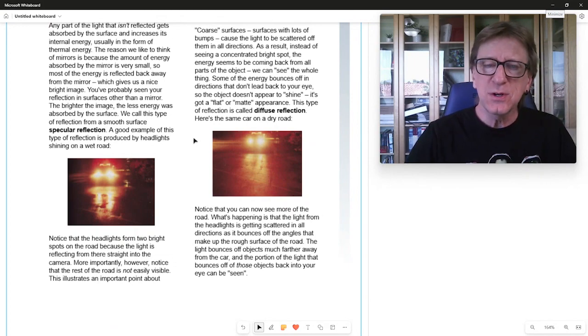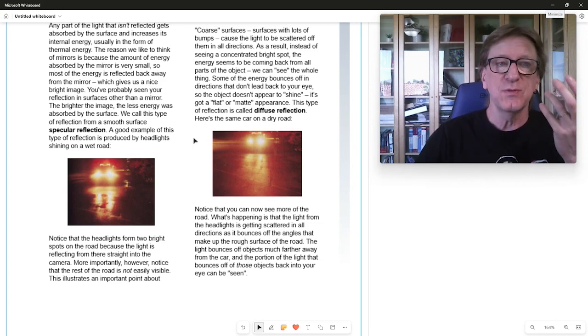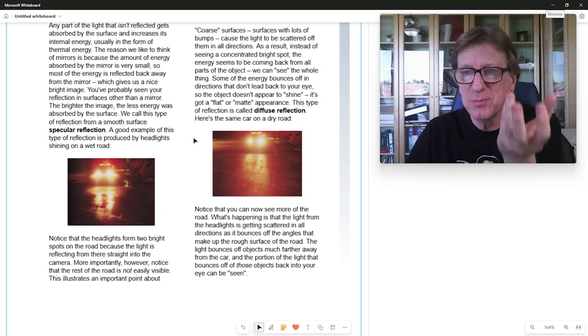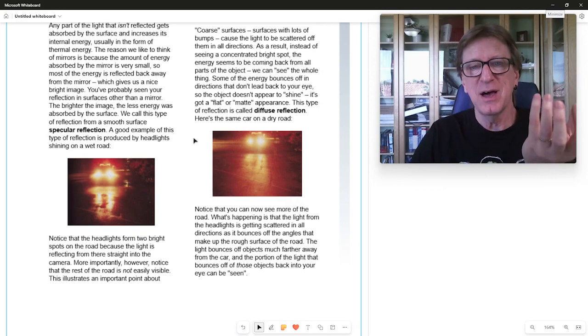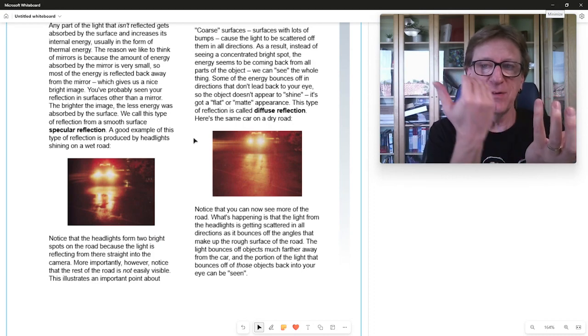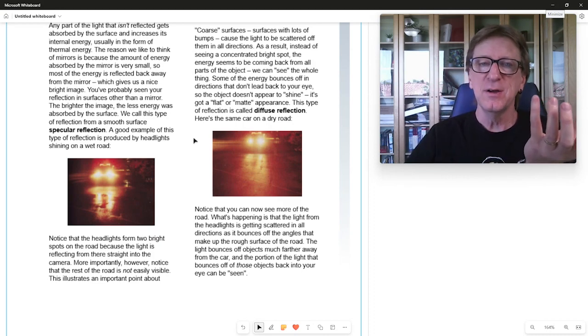Okay, so let's talk about reflection first. We have actually two different kinds of reflection, and just to be clear, so we all know what we're talking about: if I have an object here that's not emitting light on its own, the only way that you can see it is if light reflects off of that and comes back into your eye.